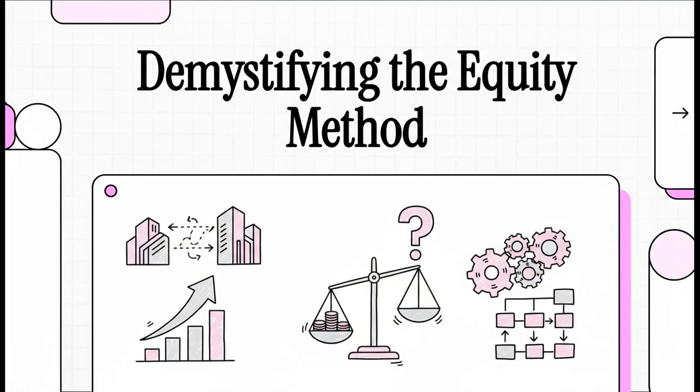Okay, so let's talk about something pretty interesting in the world of accounting. When one company invests in another, it's not always a simple, passive thing. Sometimes they buy enough of a stake to have a real voice, real influence. So, how do you put a number on that? How do you account for it? Well, that's where something called the equity method comes in. And that's exactly what we're going to demystify today.